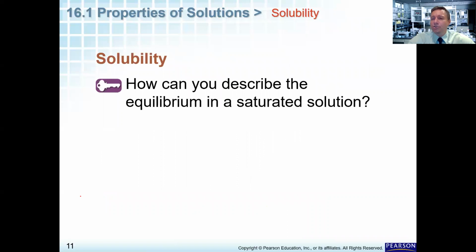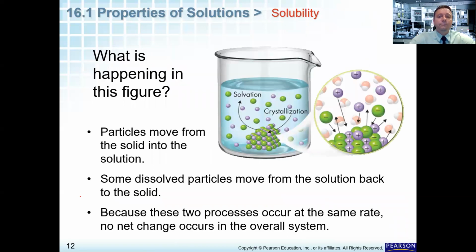All right, let's talk about solubility. We've mentioned it now, so let's actually define it and understand what we're talking about. How can you describe the equilibrium in a saturated solution? So let's talk about saturated, unsaturated, and supersaturated. So what is happening in this figure right here?